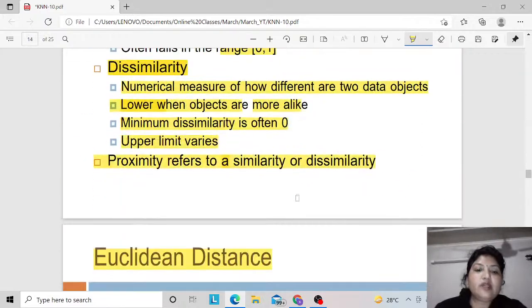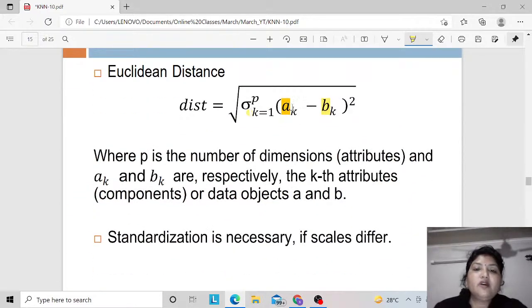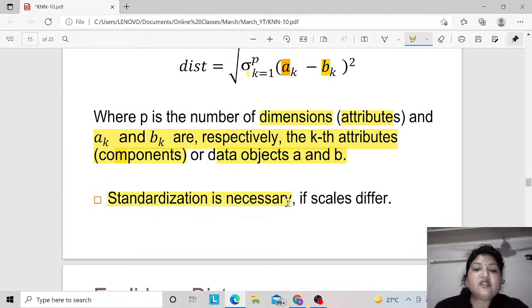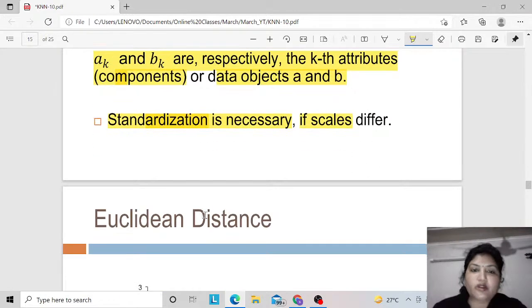So taking this point as K and applying the formula with another data point, here we have one point and the other point, whole square, where p is the number of dimensions. You have the sigma over attributes, and ak and bk are respectively the kth attribute components of data objects a and b. Standardization is necessary if scales differ. So if scales are different, standardization is a very important step.